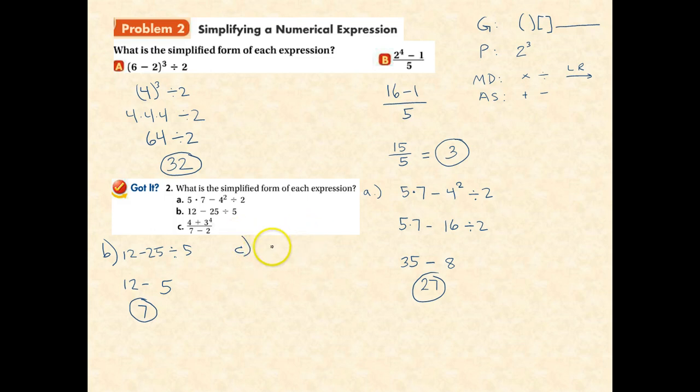And C. 4 plus 3 to the 4th power over 7 minus 2.